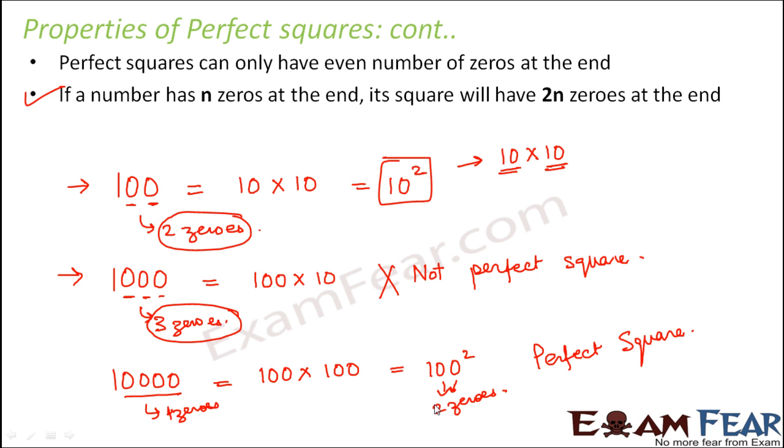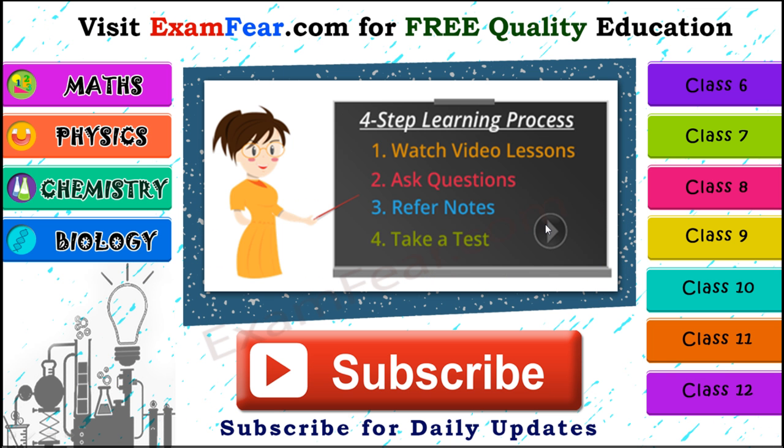So for any number, look at that number, see the number of zeros. If the number of zeros is even, that is a perfect square. Also, if you have to find the square of a certain number ending with zeros, whatever number of zeros there are, you just multiply it by 2. So that many zeros would be there in its square.